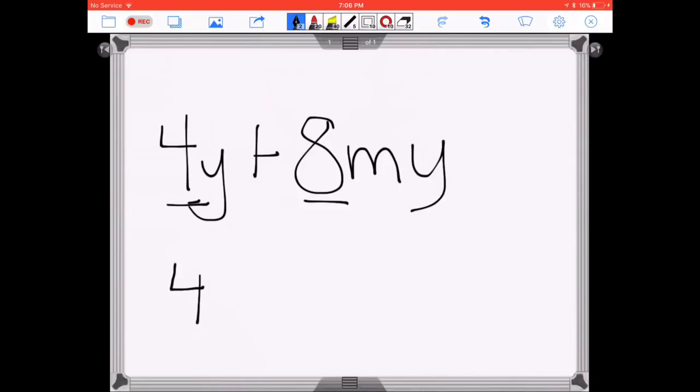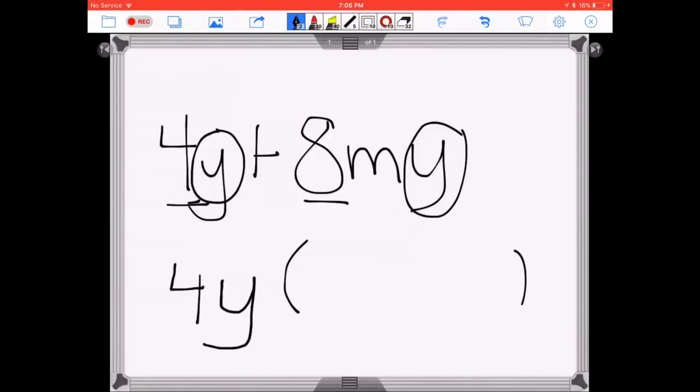And we think a little bit about the variables here. This one has a y, and this one has an m and a y. So another thing that they have in common, part of their greatest common factor, is a y. It's going to leave us with 4y. And when we pull that 4 and that y out, if we divide 4y by 4y, we're just going to be left with 1 holding the place right there. And if we divide that 8 by 4, we're going to be left with a 2.